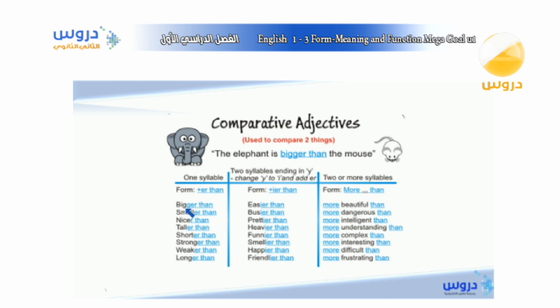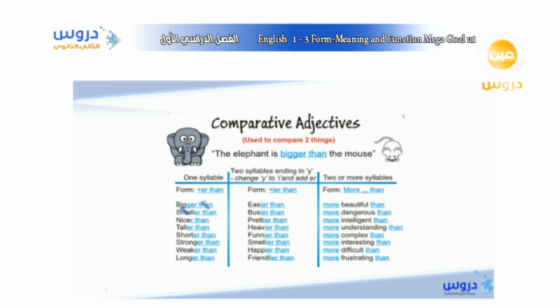Why is it with big? Yes, perfect answer. Because it ended with consonant and vowel. Before the consonant, vowel. If the word ends with vowel plus consonant and it is one syllable, when we add ER, we double the last letter, like bigger.